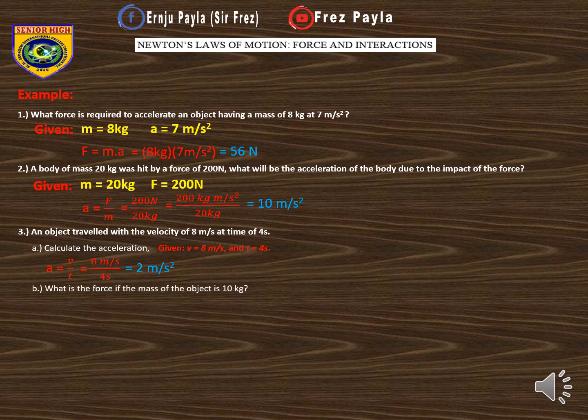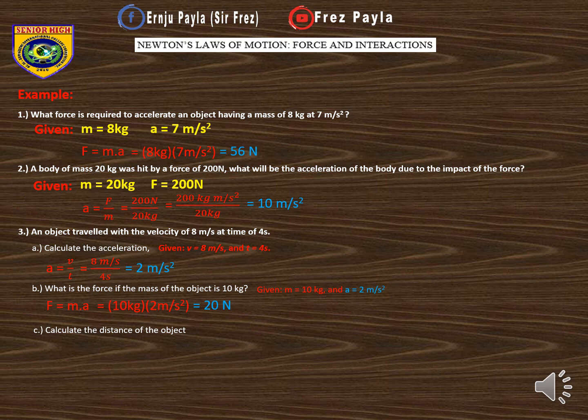Number 2. What is the force if the mass of the object is 10 kg? Given, mass is 10 kg and acceleration, we got the result of acceleration from letter A, 2 meter per second squared. Formula to solve force, F equals m multiply acceleration. When m is 10 kg, acceleration is 2 meter per second squared. So the result is 20 Newton.